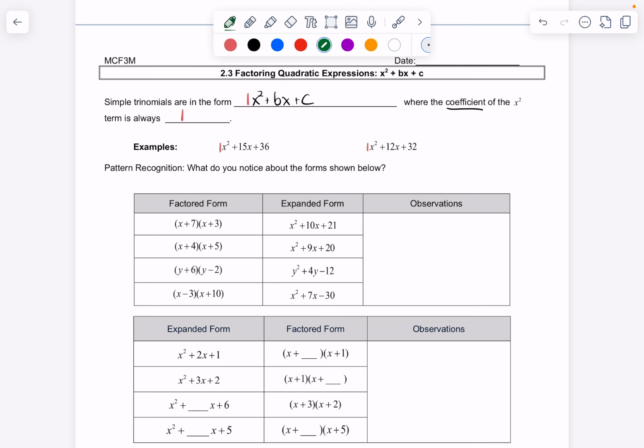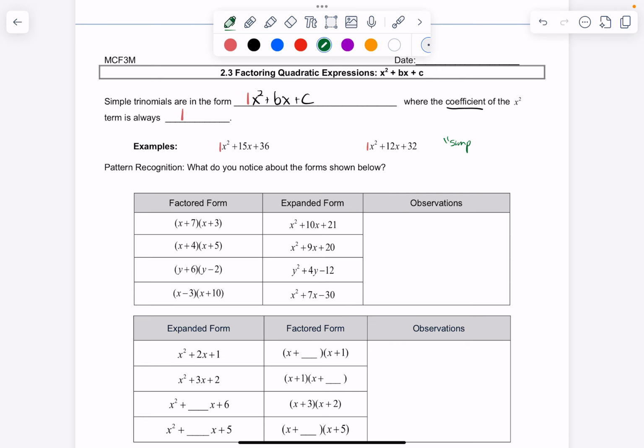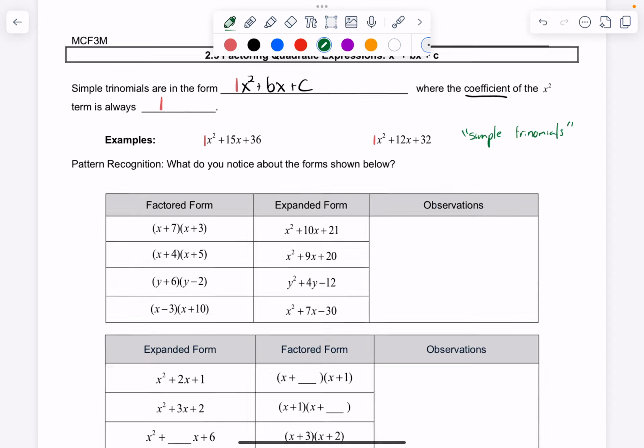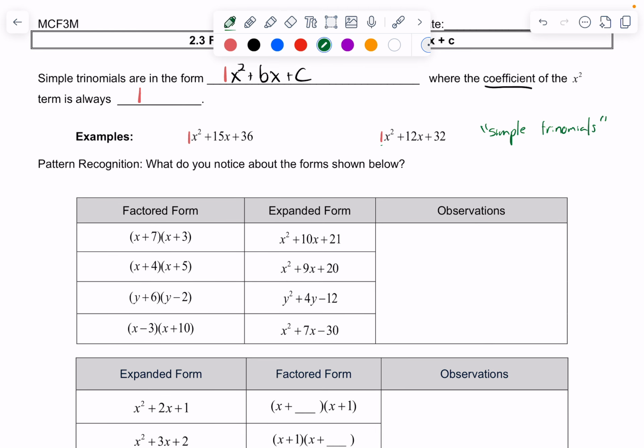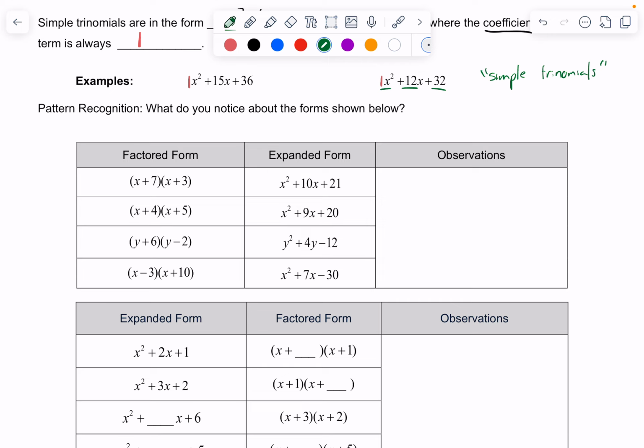So these are both simple trinomials, or quadratic expressions. And the word trinomial is because there are 3 terms. So the first thing we're going to do is I want you to notice any pattern moving from factored form to expanded form. And again, to go from one to the other, you would expand factored form to get into expanded form, and that method is foiling, as we covered in the previous lesson.